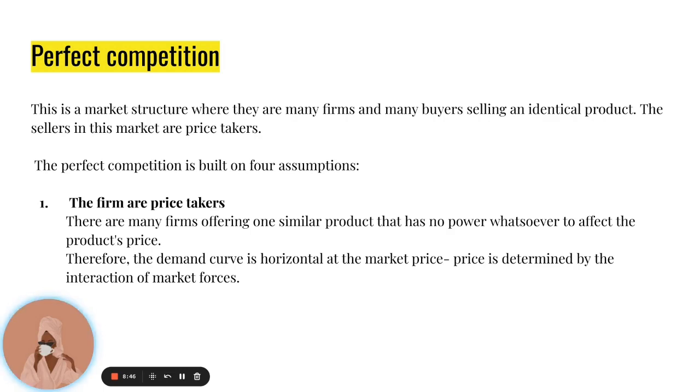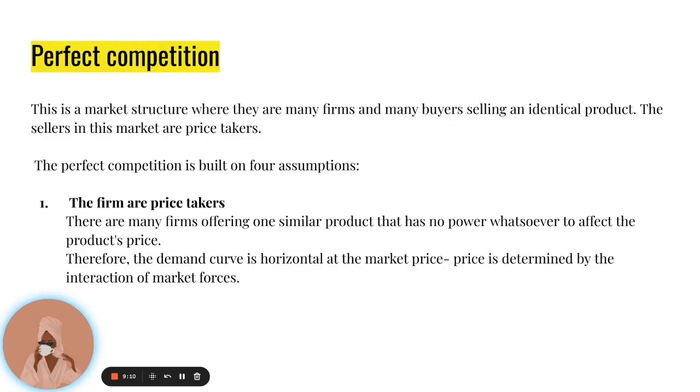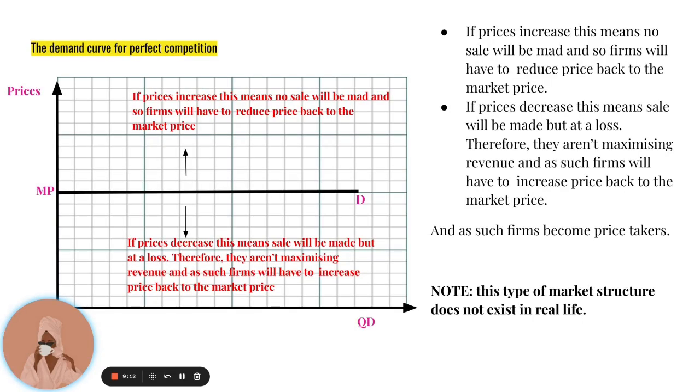And as such, the demand curve here is horizontal at the market price. Price is determined by the interaction of the different market forces, which we should know by now are demand and supply. I'm going to explain this. The demand curve for perfect competition is an illustration of the assumption we just stated, which is that firms are price takers. Using the same scenario with the socks, if you increase the market price, persons are not going to buy from you.